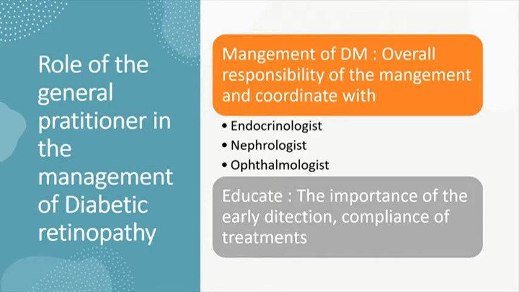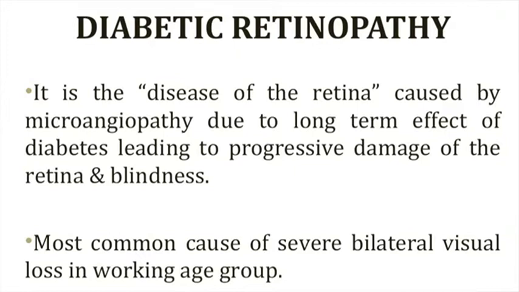If you take the world, this is one of the leading causes of blindness, but the main reason is that it cannot be prevented because of late presentation. Even in the US and UK, late presentation of diabetic retinopathy is a challenge. What is diabetic retinopathy actually? It is a disease of the retina caused by microangiopathy due to the long-term effect of diabetes, leading to progressive damage of the retina and leading to blindness.